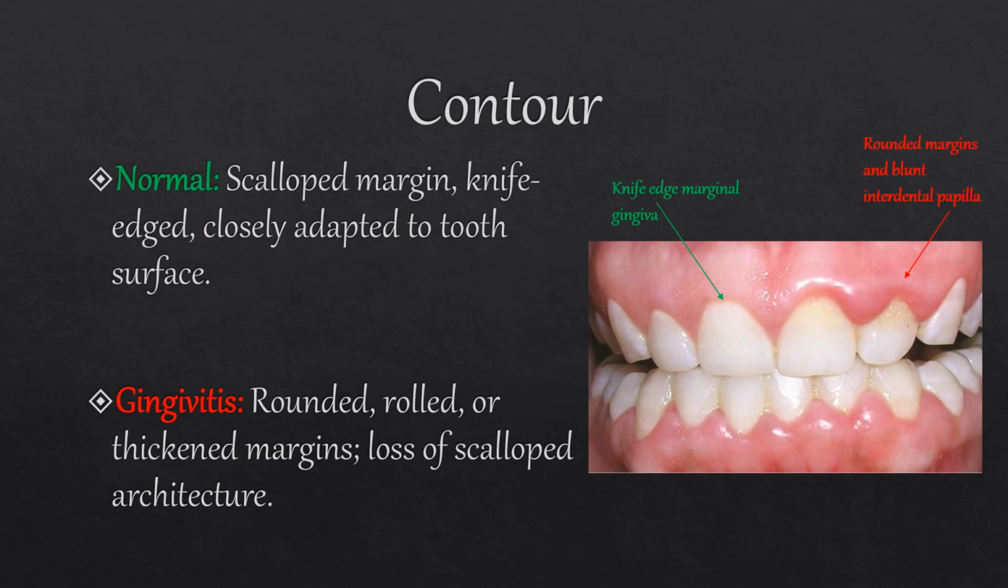The normal contour of the gingiva will be scalloped and the marginal gingiva will be knife-edged. The interdental papilla will be pointed and it is closely adapted to the tooth surface. Whereas in gingivitis, the marginal gingiva becomes rounded, rolled, and the interdental papilla becomes blunt, and in severe cases, the scalloping may be lost.